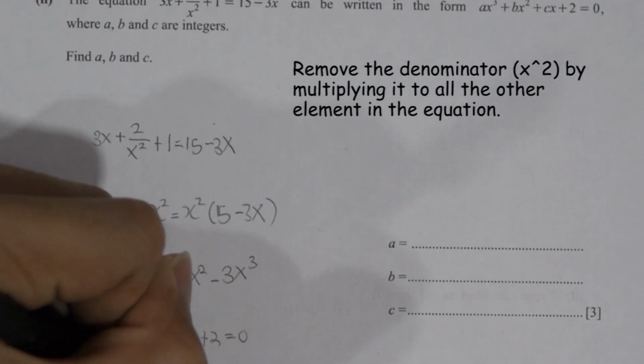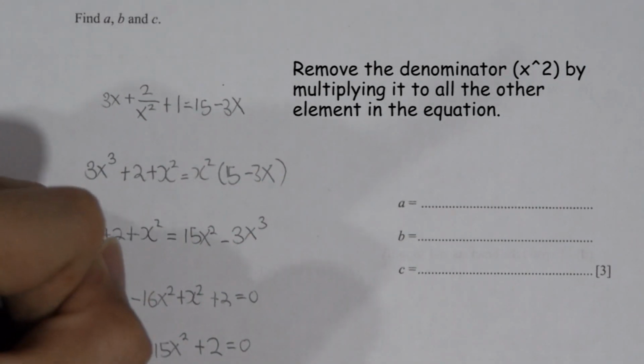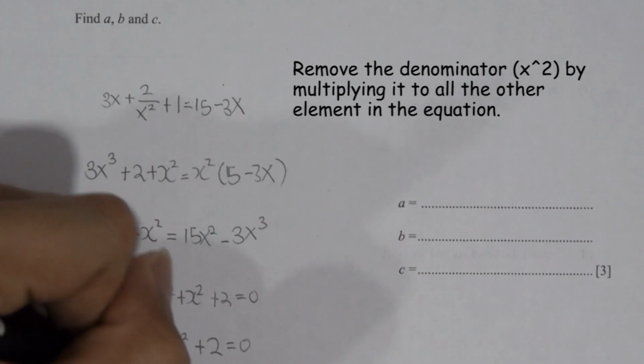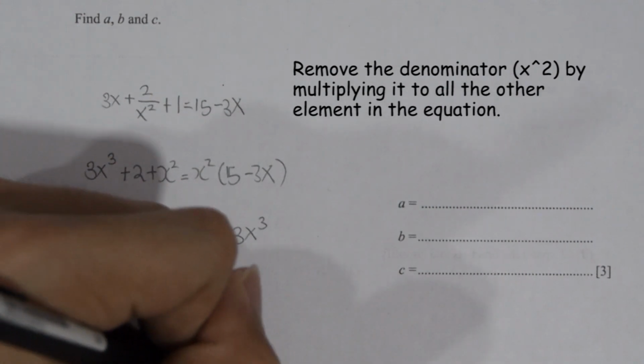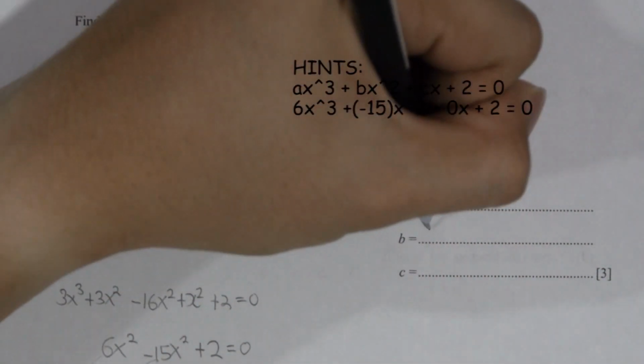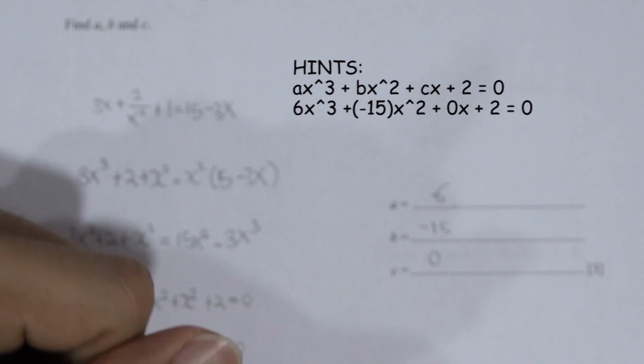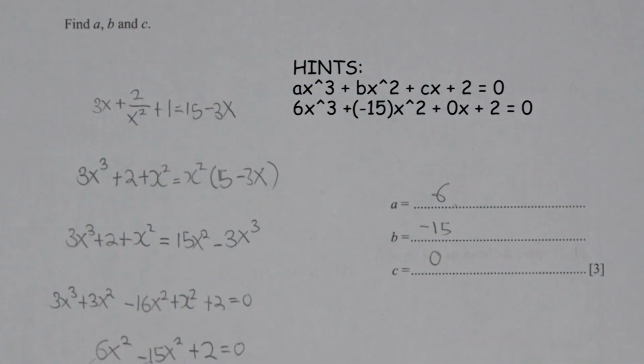By doing the rearrangement, you then identify a is 6, b is negative 15, and there's no c. So c will be simply 0. That's the solution for this question.